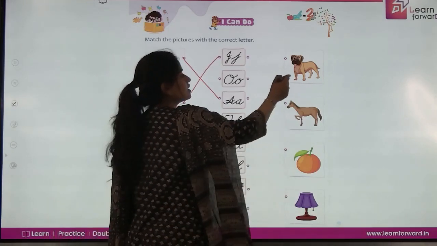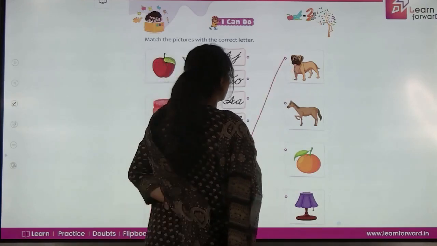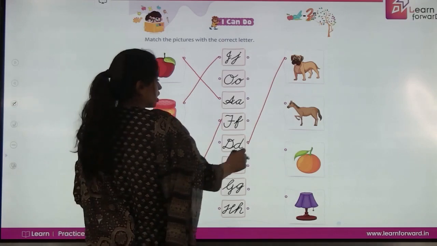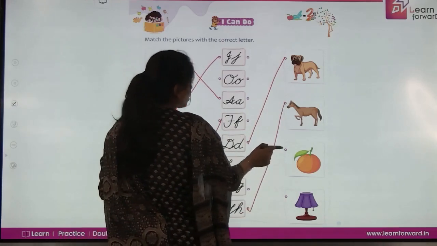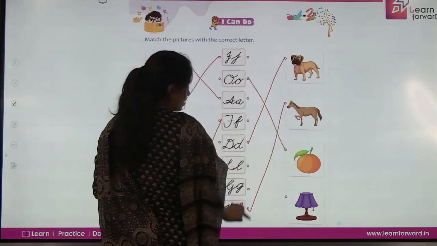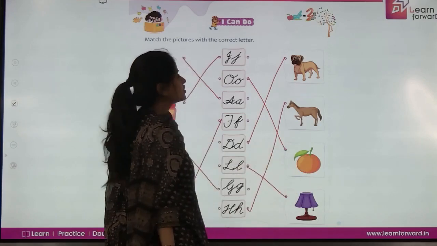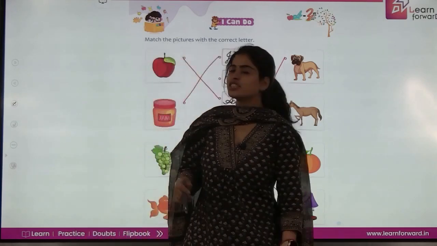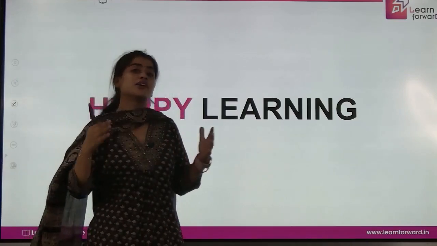Now this is dog. Dog starts with letter D. Then next is horse. Horse starts with letter H. Next is orange. Orange starts with O. And this is lamb. Lamb starts with letter L. So we have done the matching too. Now what is next? Okay, so we have done all the activities.